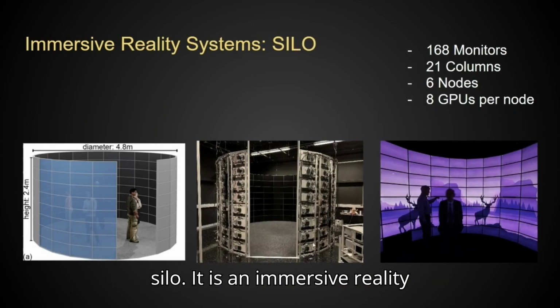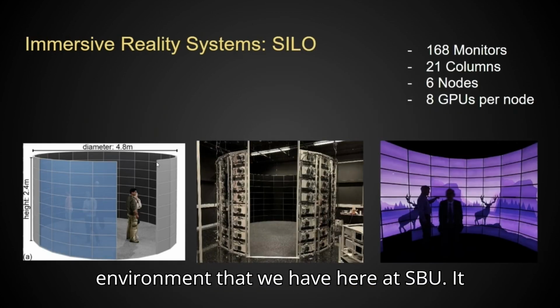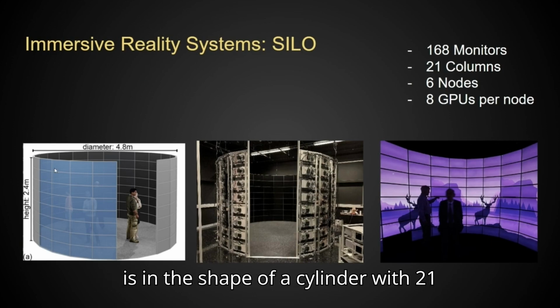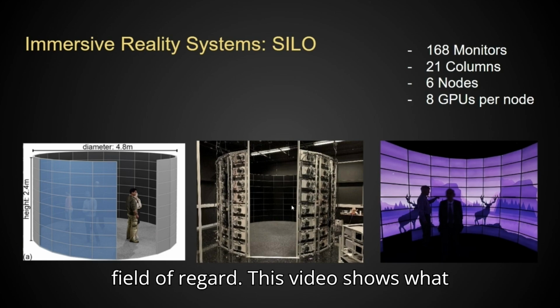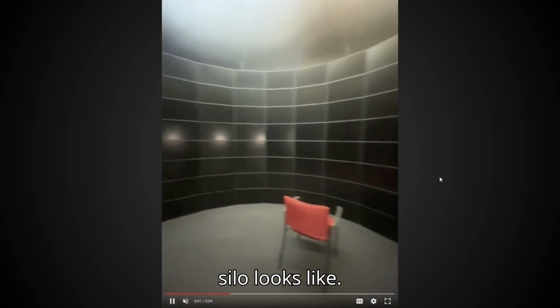Next up, we have the silo. It is an immersive reality environment that we have here at SPO. It is in the shape of a cylinder with 21 columns and it has a near 360-degree field of regard. This video shows what silo looks like.